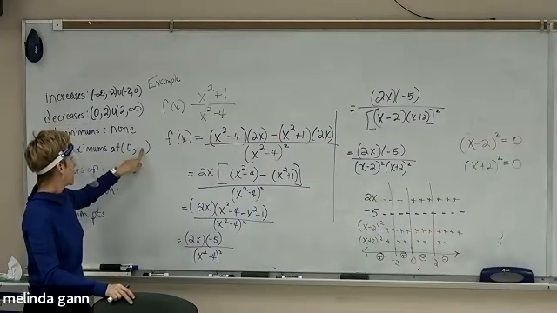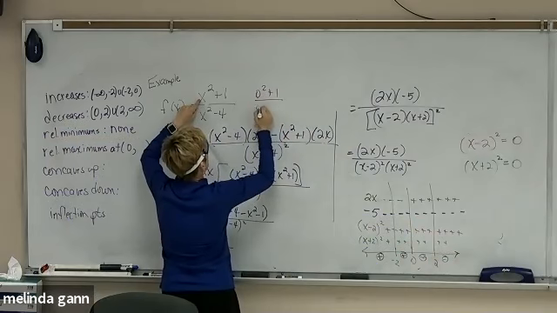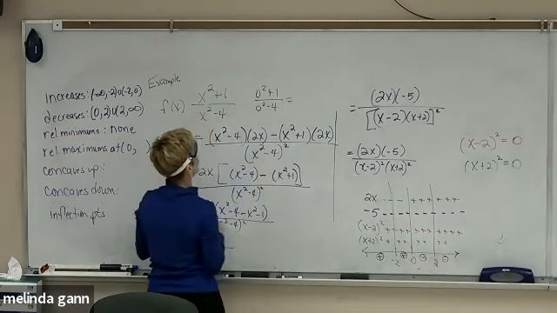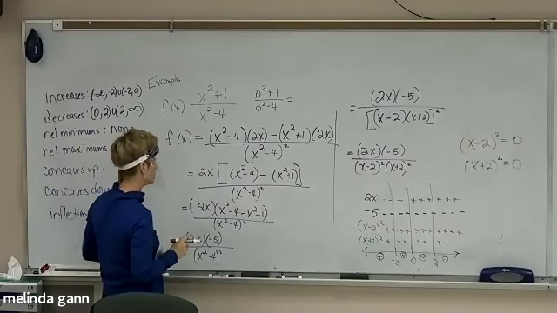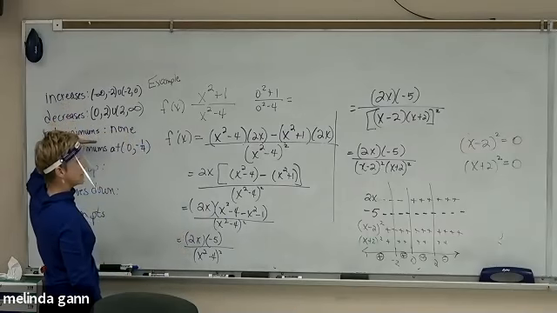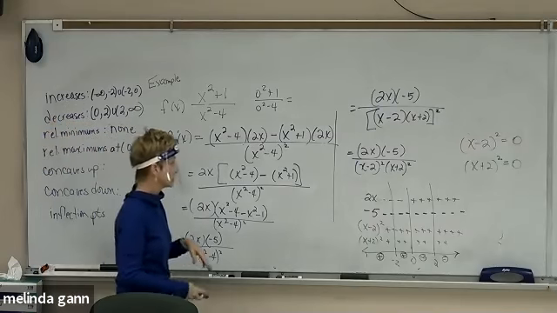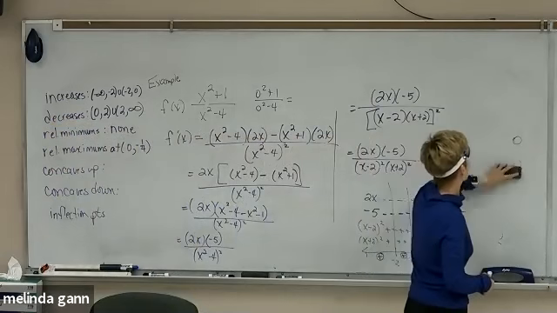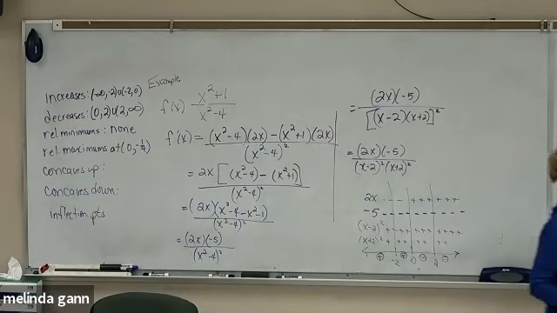Now, how do I get this y coordinate? Where do I plug that 0 into? The original. All right, so 0 squared plus 1 over 0 squared minus 4. What does that give me? Negative 1/4. So I got the increasing, decreasing, minimums and maximums from the first derivative. So now we're going to get the concave up and down and inflection points from the second derivative.